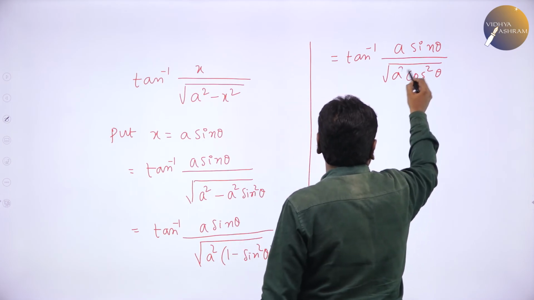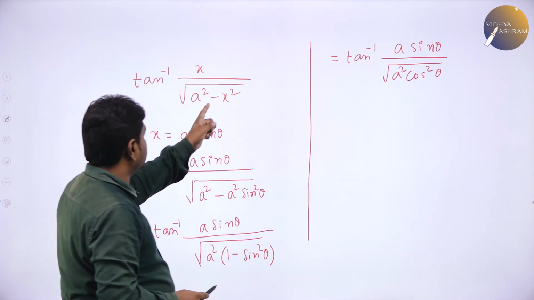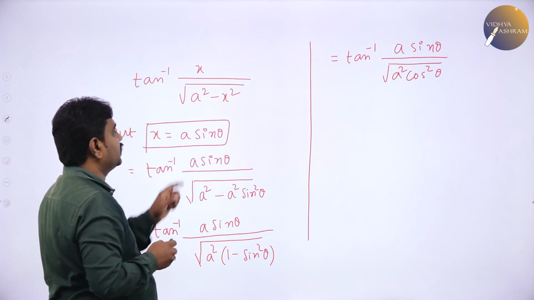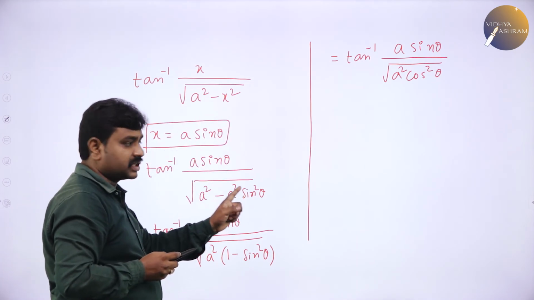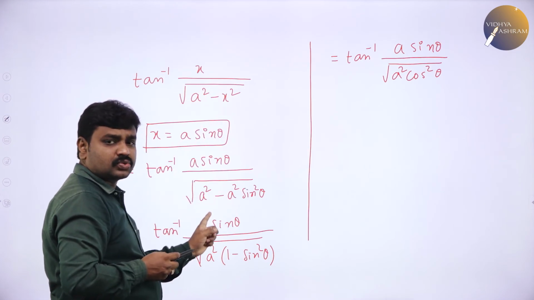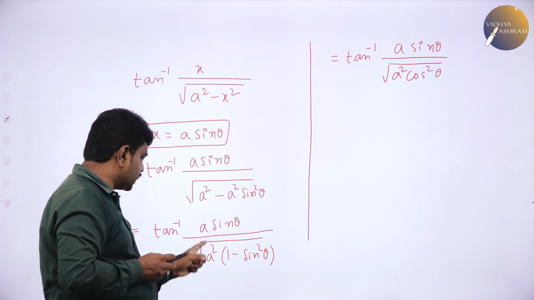So a square is out. Please observe, in the place of x we assumed x is a sin theta. So here we have x, so it will become a sin theta. X square means a square sin square theta. In these two terms, what is common? A square. Take a square out.